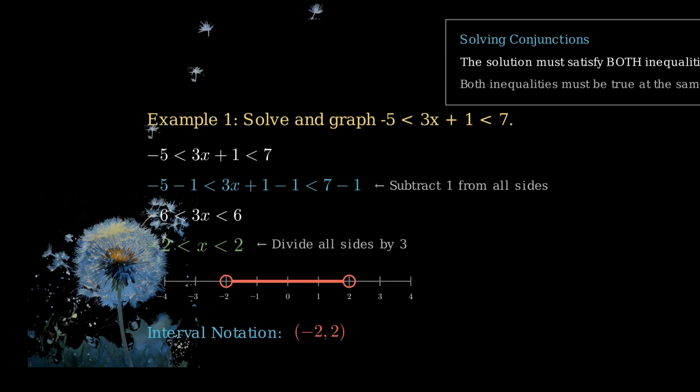Next, to get x completely by itself, we divide all parts by positive 3. This simplifies beautifully to negative 2 is less than x, which is less than 2. So, our solution is any number greater than negative 2, but less than positive 2. Let's look at the graph. We place open circles at both endpoints, negative 2 and 2, and draw a bold red line connecting them in the middle.